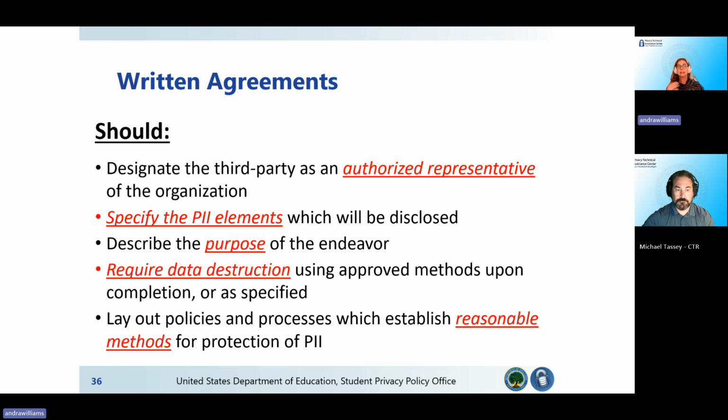So this lays out the policies and the processes, and it just establishes these joint reasonable methods for the protection of your students' personally identifiable information.